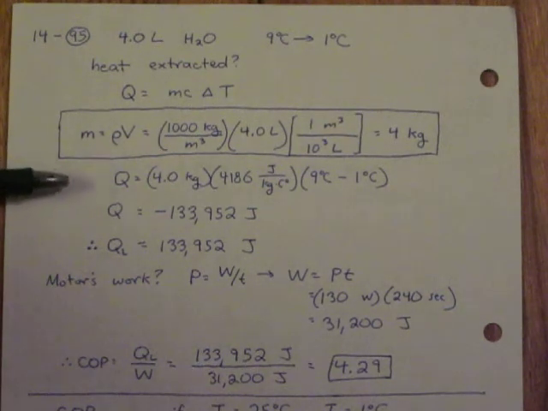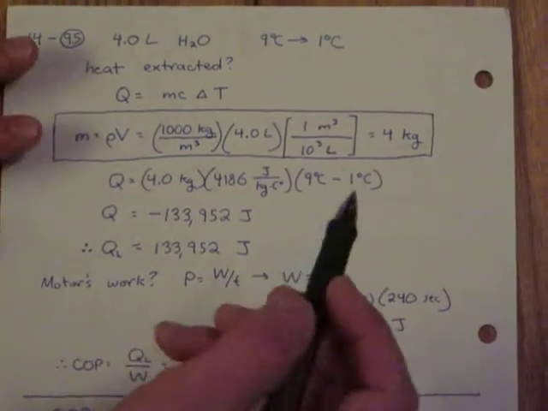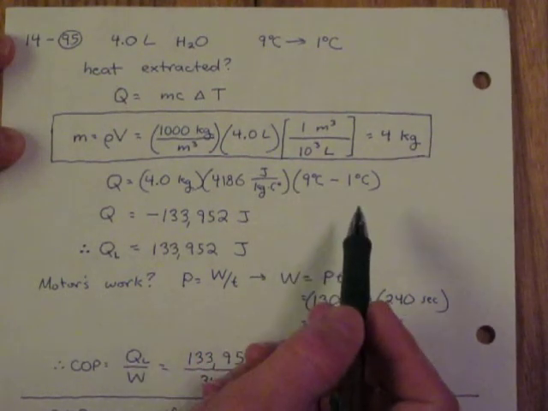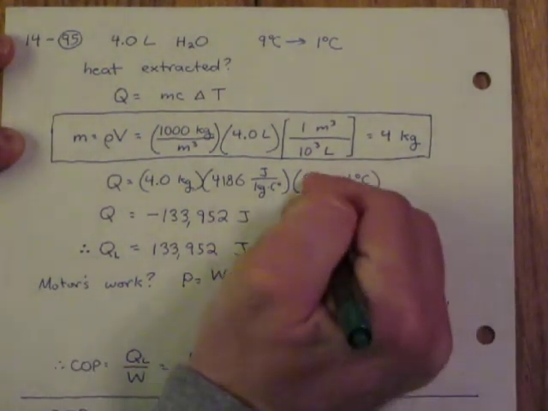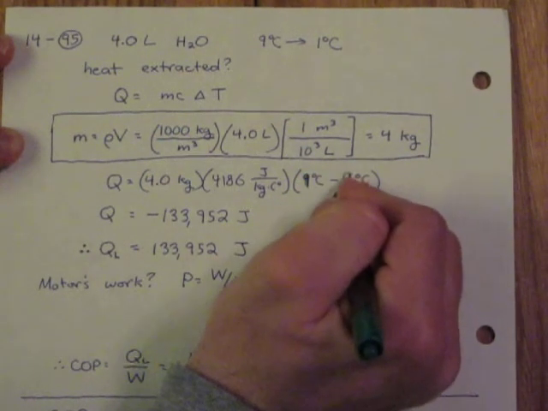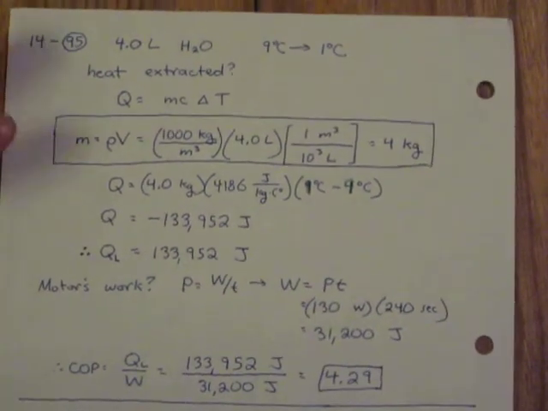Now back to the heat equation. Q equals 4 kilograms times C, 4186 joules per kilogram Celsius degrees, times the change in temperature. This is an error right here. I wrote 9 minus 1. Remember, as I often say in class, final minus initial. So this should have been 1. Let's just change that right here. And that should be 9. How about that? Final minus initial, 1 degree Celsius minus 9 degrees Celsius.